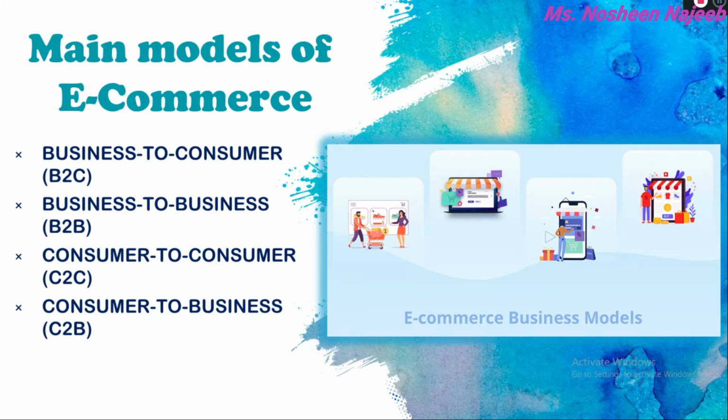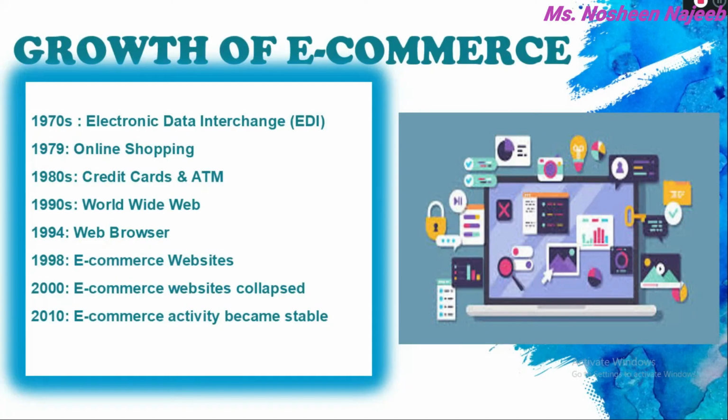The next one is consumer to business, C2B. C2B reverses the traditional e-commerce model and is what we commonly see in crowdfunding projects. An example of this would be a business model like iStock Photo, in which stock photos are available online for purchase directly from different photographers. So these are the four main models of e-commerce.